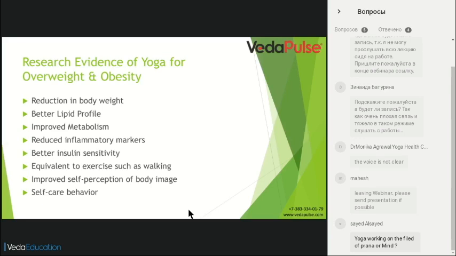So these experiments tell us that if we are doing yoga, and there are different types of yoga practices which are done in all these experiments, but in general, they lead to reduction in body weight with a better lipid profile. You know, the cholesterol levels get better.